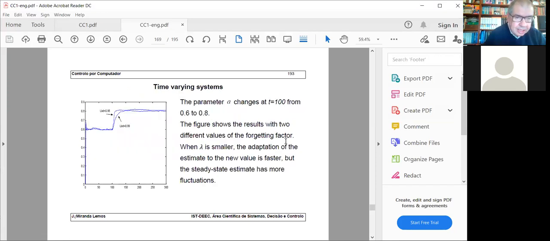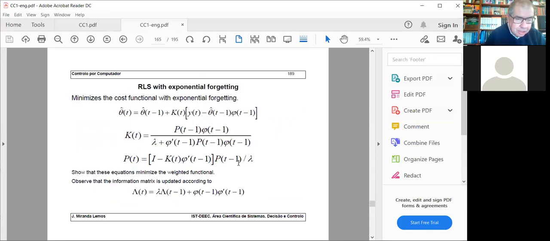Look again at the information matrix update. So this last row is the information matrix. Here you are losing information by just picking up the last information matrix and multiplying all the elements by lambda. So you are throwing away information in the direction of all the columns of capital lambda. Don't confuse the small lambda, which is the forgetting factor, a scalar, with the information matrix, which is capital lambda.